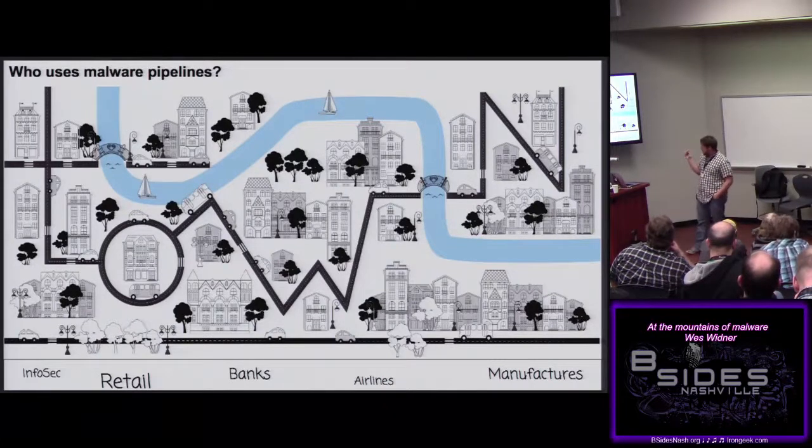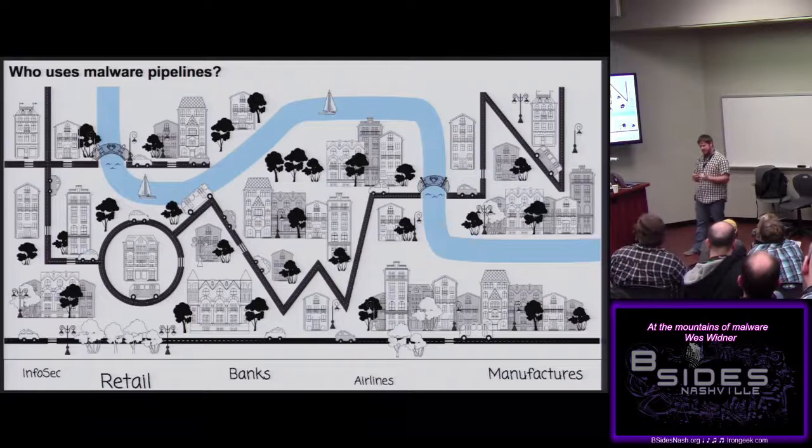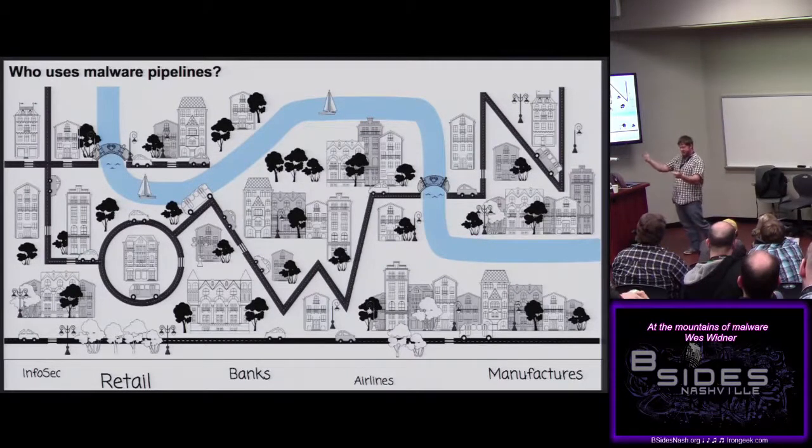And it's not just people with desktops. It's also people with physical hardware. The Internet of Things has actually created a good reason for people to run malware pipelines so that they can make sure that the firmware updates they're getting from vendors are not going to blow up any of their devices.